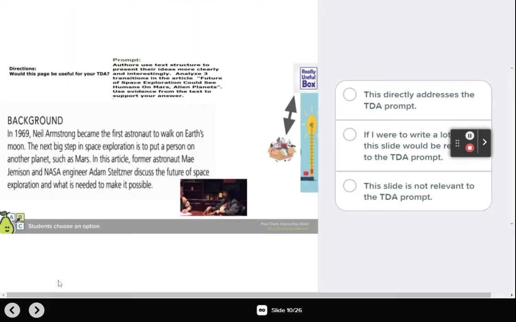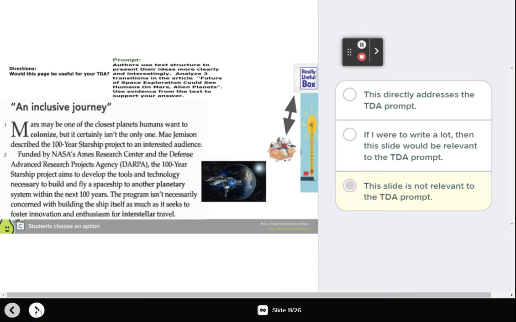Well, this is just the background. So while it does give us important information, I don't think we can technically use it as part of the structure of the text itself. All right, an inclusive journey, though, that little quotation, that's something that seems to tell us a little something about what's going on. It's definitely part of the structure. All right, so I'm going to put that in the middle.